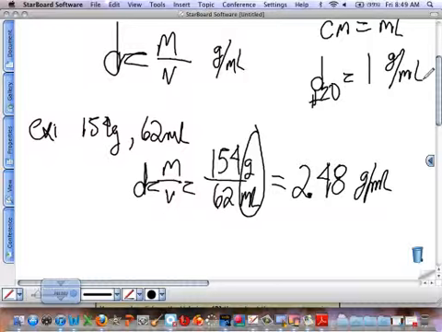So that's how we solve for density. Well, that's not what your homework is. That's just going to be a bunch of densities. Here's your mass, here's your volume, find the density. You have to be able to adapt to unfamiliar situations.